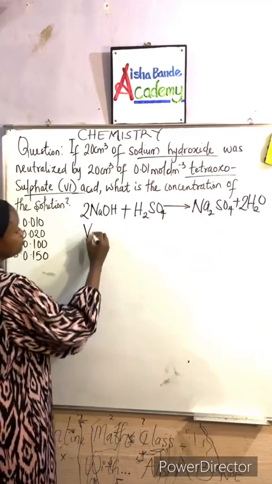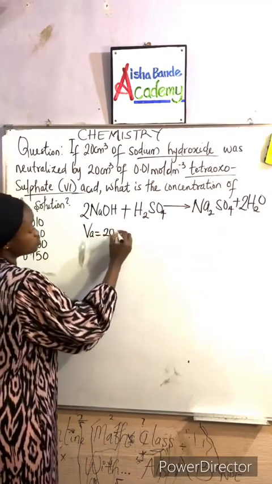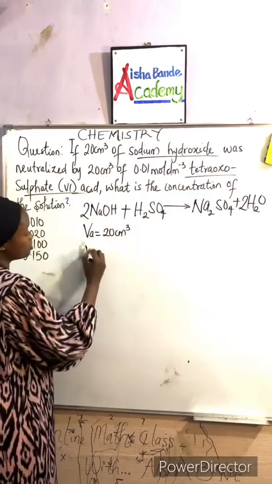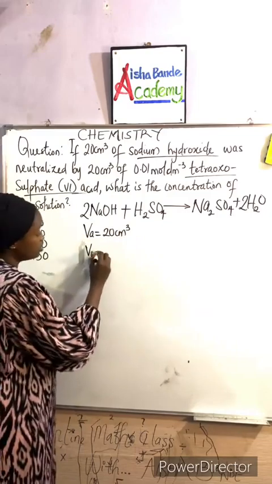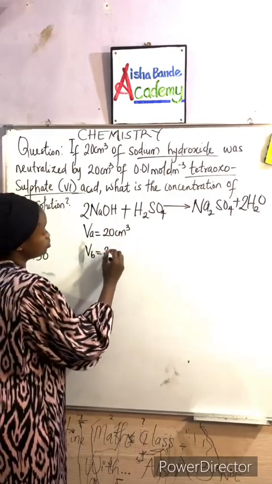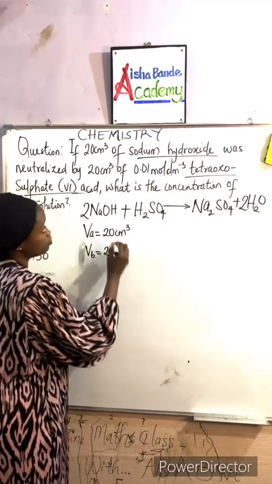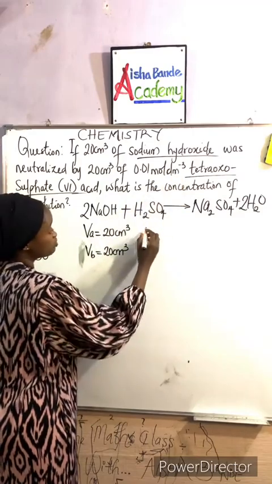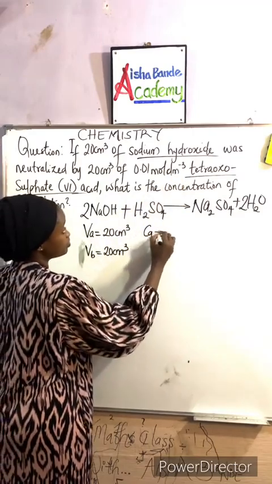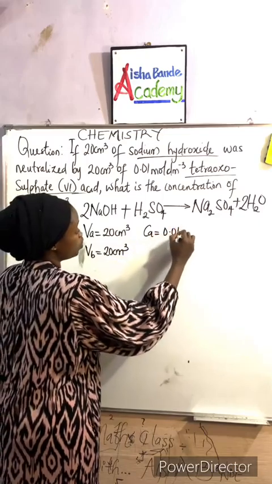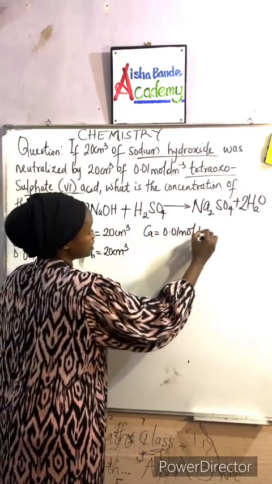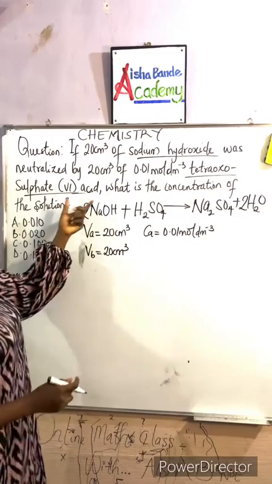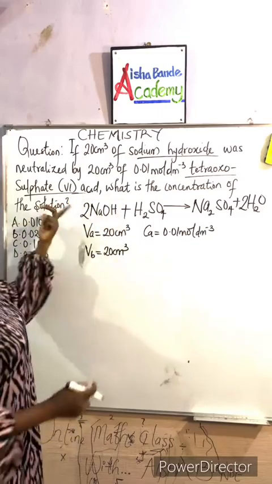Is going to be the Va, which is equals to 20 cm³. And also we have another 20 cm³ here is going to be the Vb, the volume of B, which is another 20 cm³. We have 0.01 mol/dm³. So this is Ca, which is 0.01 mol/dm³ of tetraoxosulfate(VI) acid. So now we are asked to find the concentration of the solution.